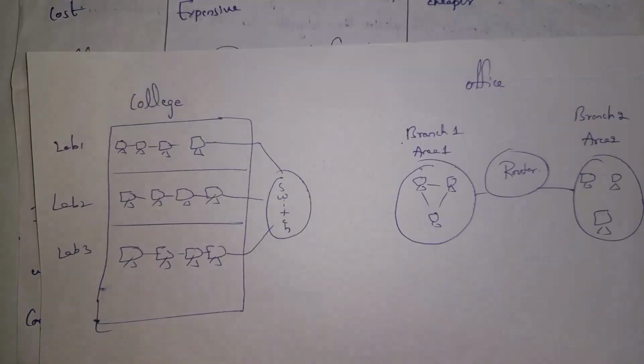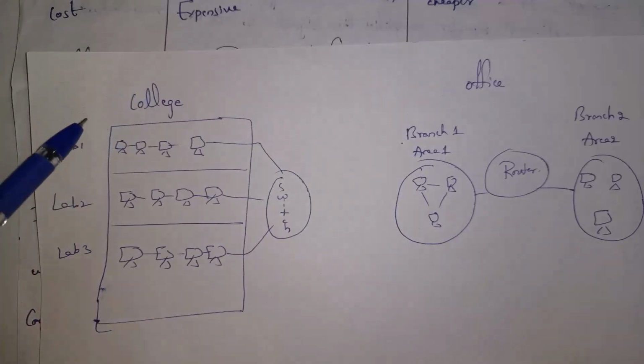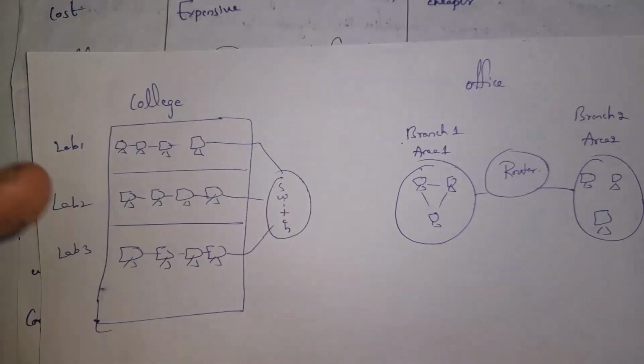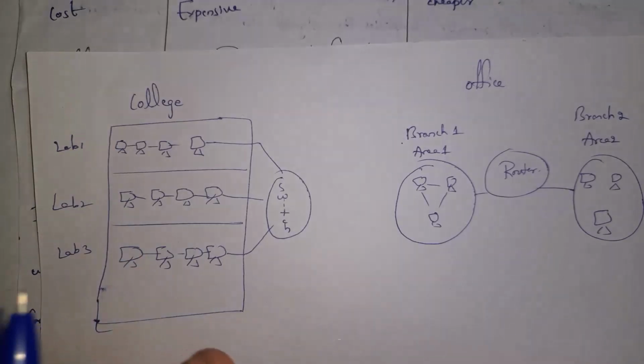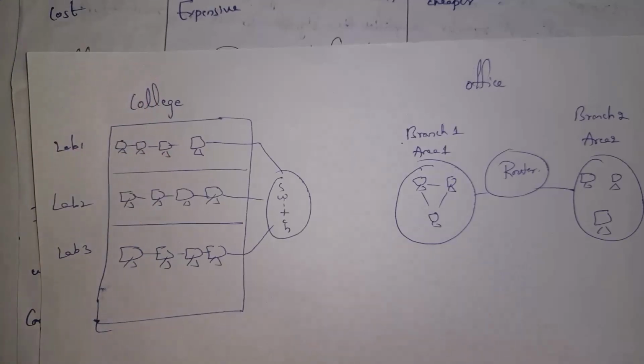Guys, for example, there is one college. In the college, there are 3 floors. Each floor contains one computer lab, and the computers on all these floors are connected by using a switch. So by using the switch, all these computers can communicate directly. So in the same network, there will be direct communication. With the switch, all computers can communicate directly. This is the meaning of same network.